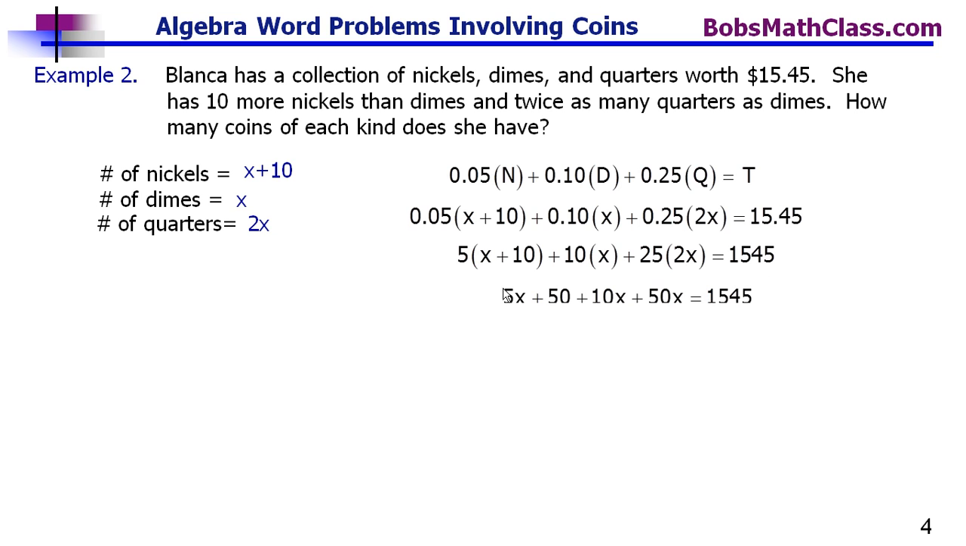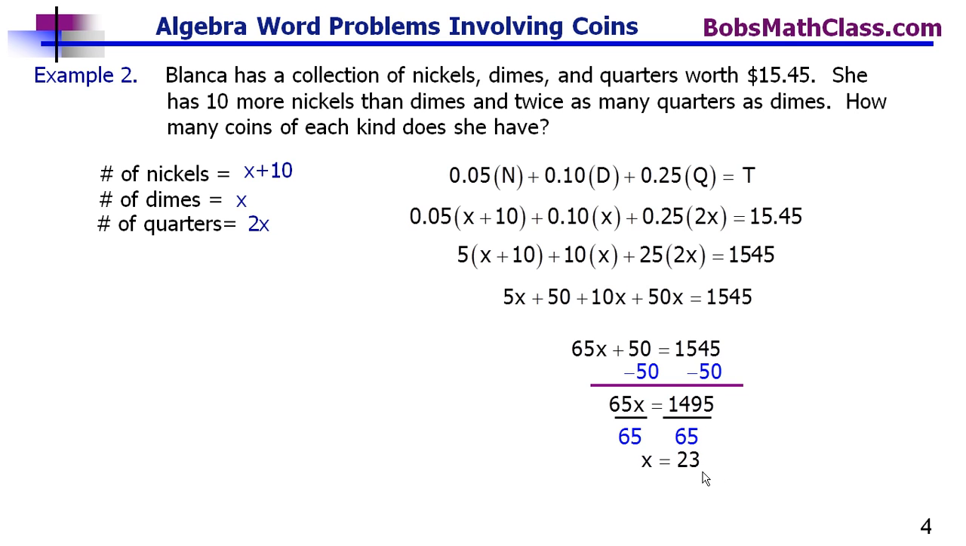Distribute. Add like terms. Okay, subtract 50 on both sides. And then we just divide by 65. And this is a key moment right here. If that doesn't come out to be a whole number, then we've made a mistake somewhere. Maybe we made a mistake here, or in our calculations, adding like terms, but this has to come out to be a whole number. So divide 65 into 1495, and it comes out to be 23.